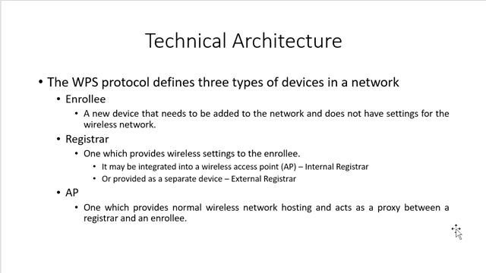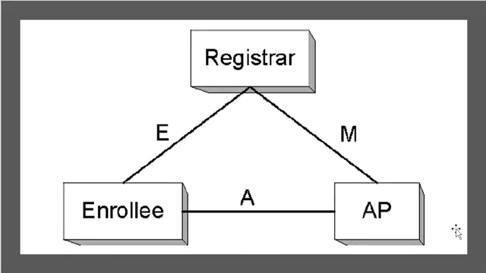Third one is AP. AP is nothing but a device which provides normal wireless network hosting and acts as a proxy between the registrar and an enrollee. This is the diagram. This is the registrar. This is the enrollee. This is the AP.